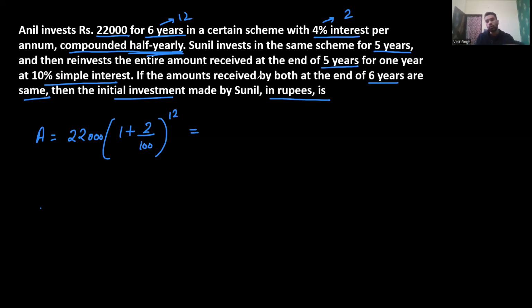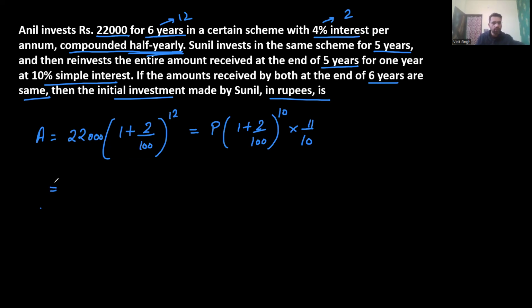Now Sunil also invests in the same scheme. The amount is P for 5 years. Now this amount is also invested at 10% per annum simple interest. At the end of the 1 year, after this amount is invested at simple interest, he will get 10% more of this amount. So we will directly multiply by 11 by 10 because he is getting 10% more of that amount.